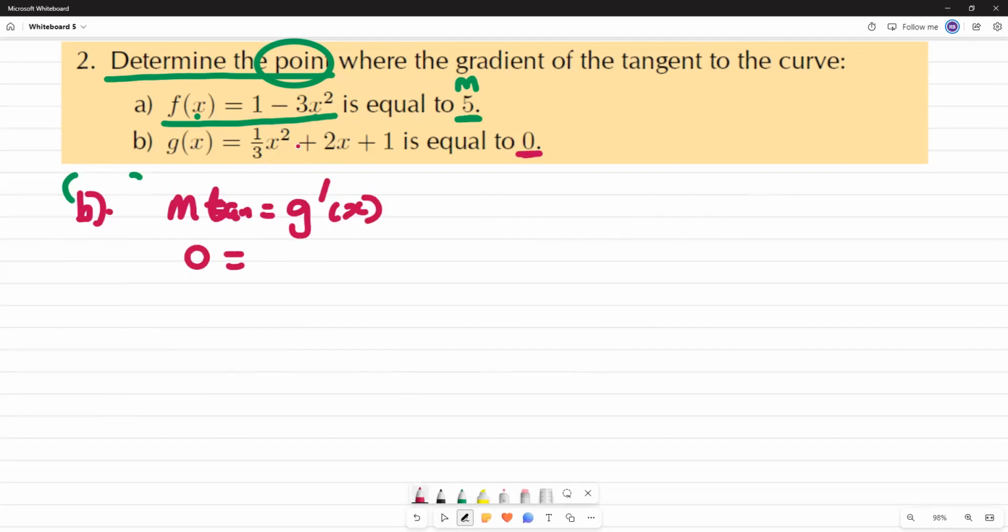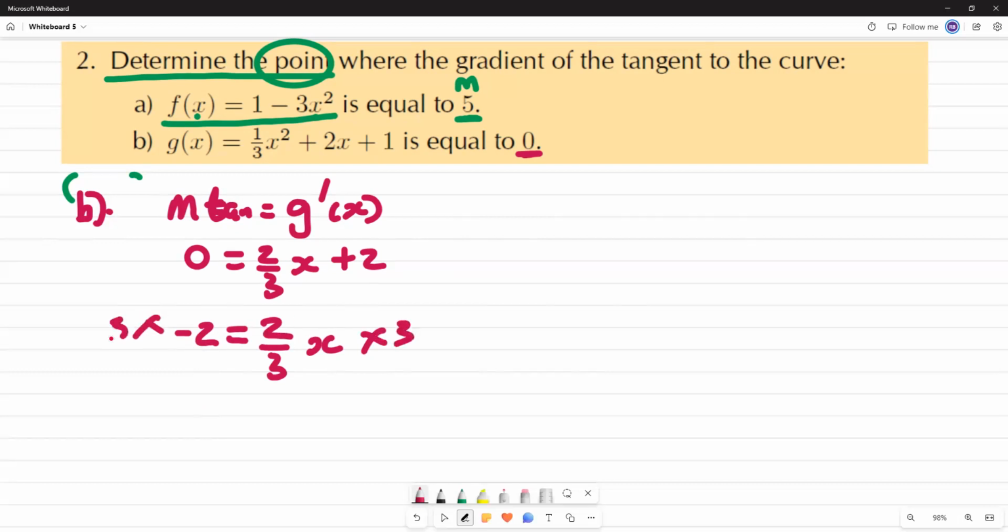Let's derive the function. 2 times 1 over 3 is going to be 2 over 3x, and then the derivative of 2x is 2. The derivative of 1 is 0, which is the derivative of a constant. Now let us solve for x. I'm going to take the 2 to that side, which is minus 2. Then I multiply both sides by 3 first, because this 3 must cancel with that one. So I have negative 6 equals 2x. Then I divide both sides by 2, which gives negative 3 equals x.